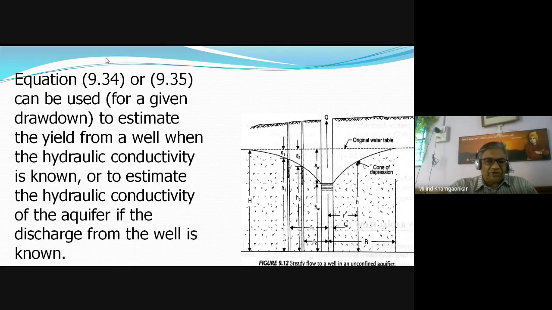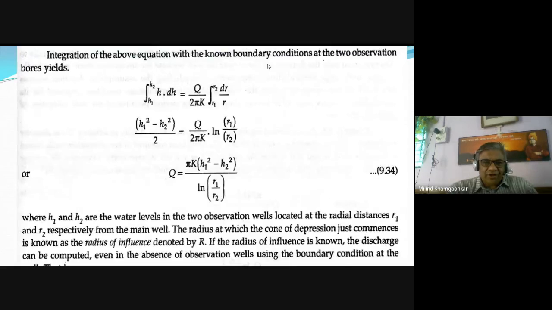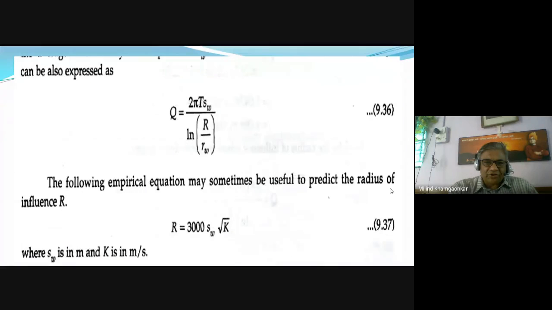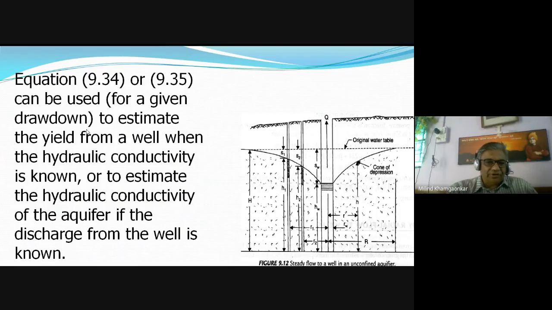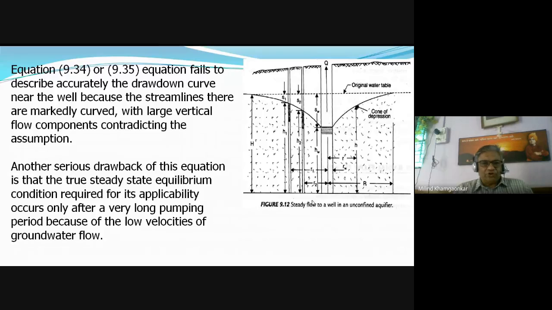So both these equations, that is πK(H1 square minus H2 square) log of R1 upon R2, this is 9.34, and this equation, Q equals 2πT SW log of R upon RW, can be used to estimate the yield from the well, that is the discharge, when the hydraulic conductivity K is known, or by knowing the discharge we can find out the hydraulic conductivity of the material of which the aquifer is made.